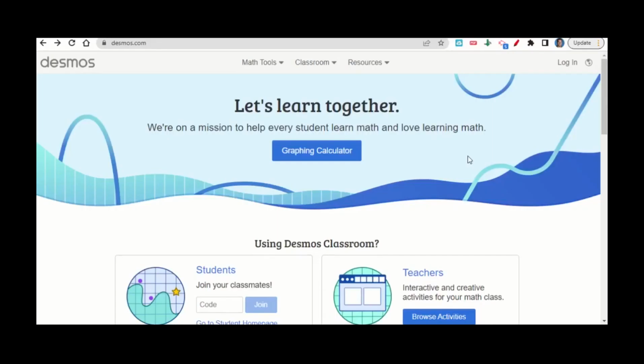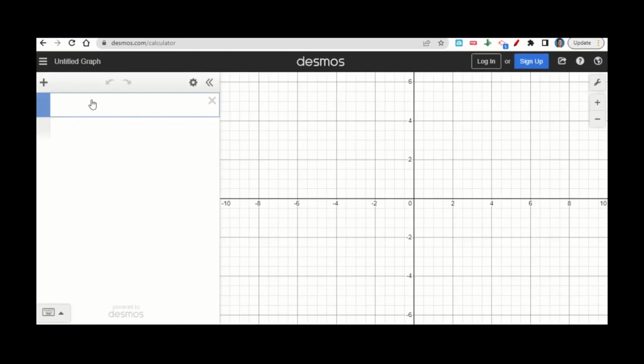Now let's take a look at how we can use Desmos to check our work when checking the location of the vertex of a quadratic. So we go to Desmos.com and we're going to click on Graphing Calculator. Now whether it's in standard form or vertex form, we can type it in either way to check our work. So we can type in y equals 2x squared minus 4x plus 3. And we can see the exact location of the vertex. And if we click on it, it'll tell us exactly where it is. So it's at x equals 1, y equals 1.